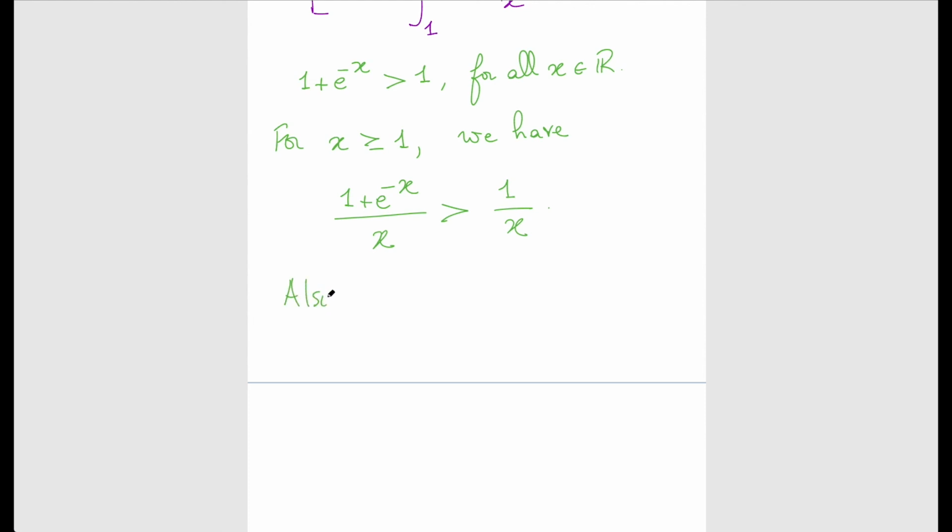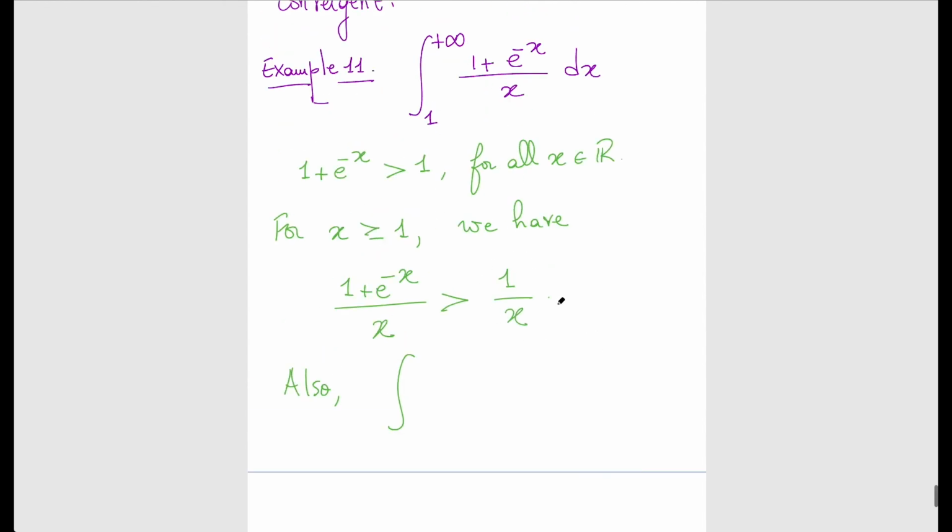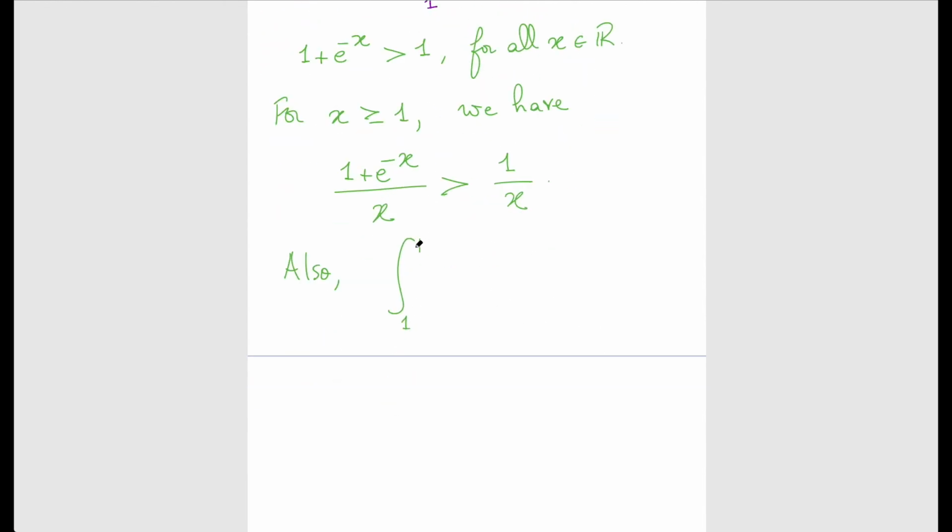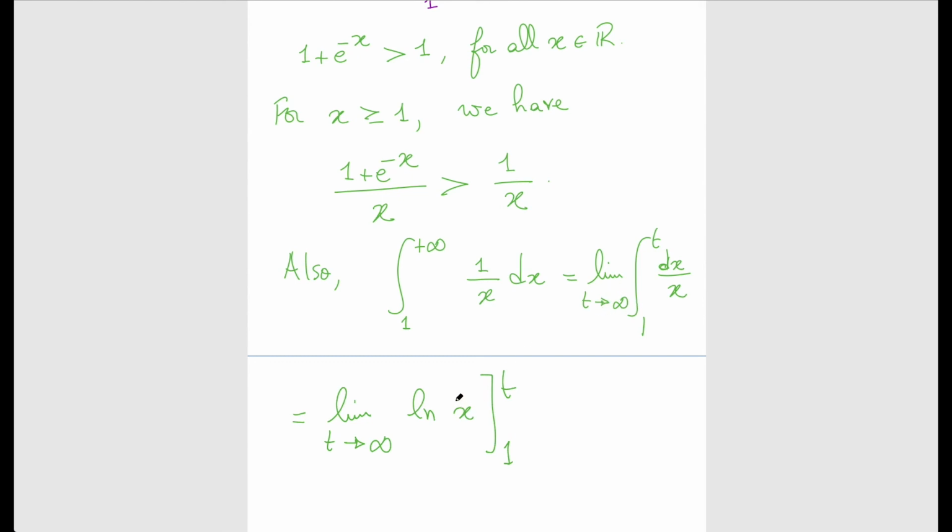Also, what do you know about the integral from 1 to infinity of this guy, 1 over x dx? Well, this is the limit as t goes to infinity of the integral from 1 to t of 1 over x dx, which is ln of the absolute value of x. I don't need the absolute value here because I'm integrating between 1 and t, which is supposed to be large, as t is going to infinity.